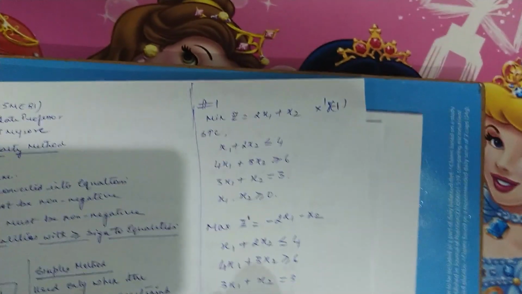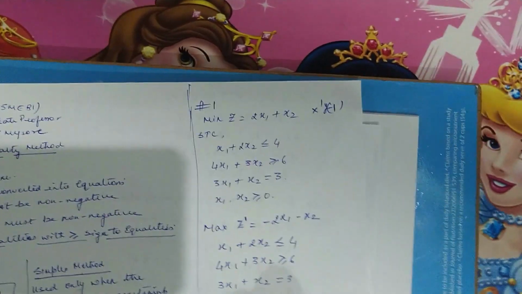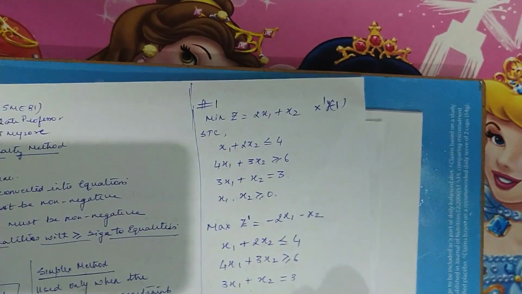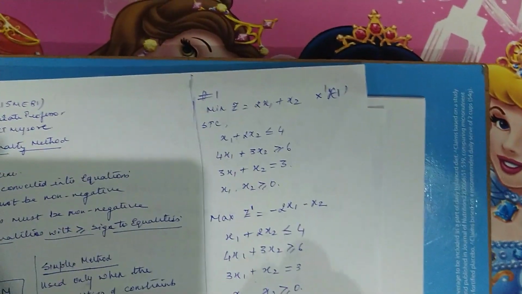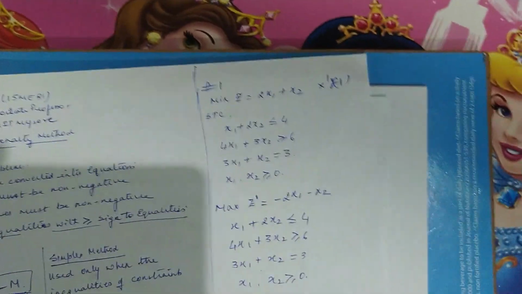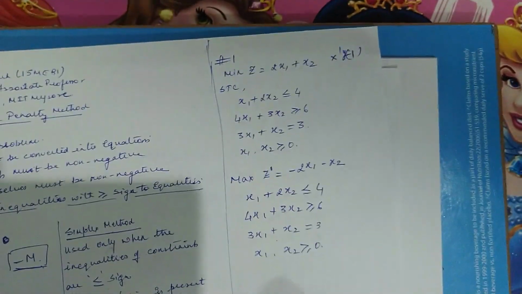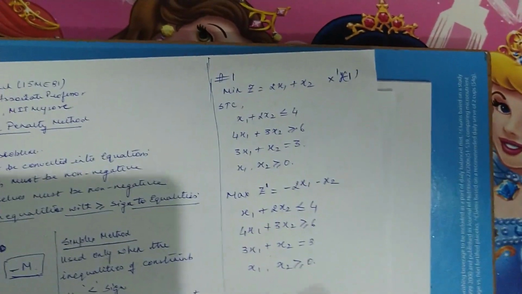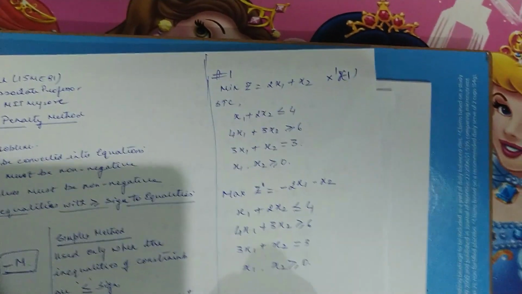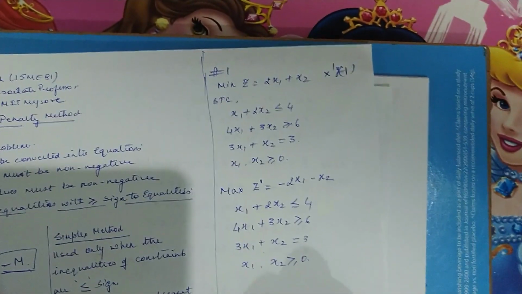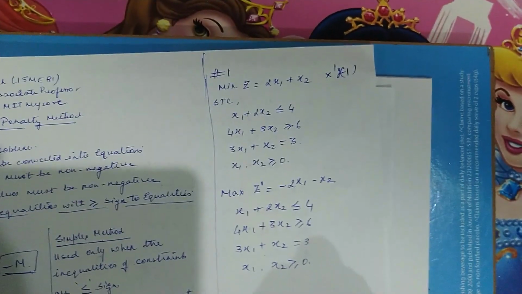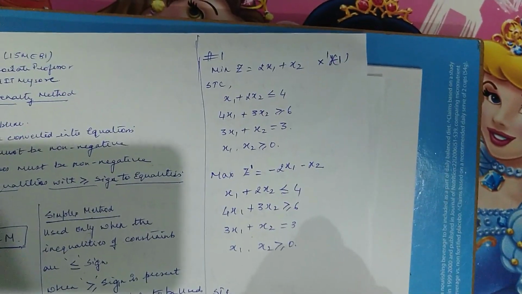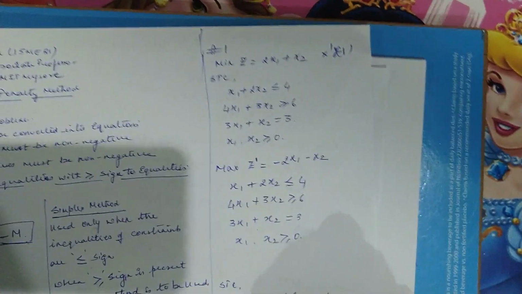Here the first constraint, x1 plus 2x2 is less than or equal to 4, so whenever there is a less than or equal to sign, I'm supposed to add a slack variable. Since I'm adding the slack variable, there is no need to add an artificial variable. Whereas in the second case, 4x1 plus 3x2, since I'm supposed to make it equal to 6, I'm supposed to subtract. So I'm going to subtract a surplus variable. Since I'm using a surplus variable, I'm supposed to add an artificial variable.